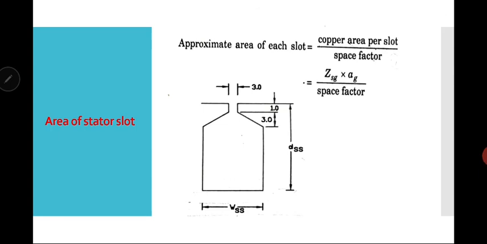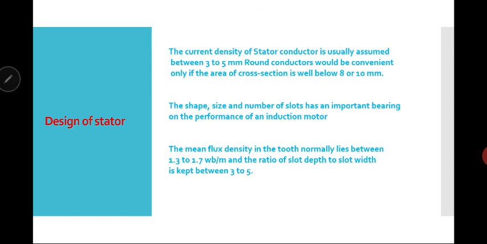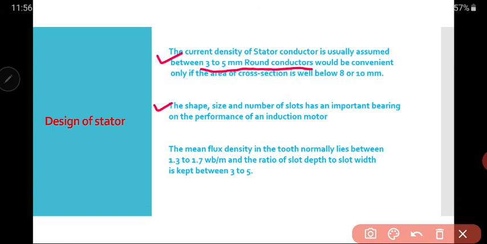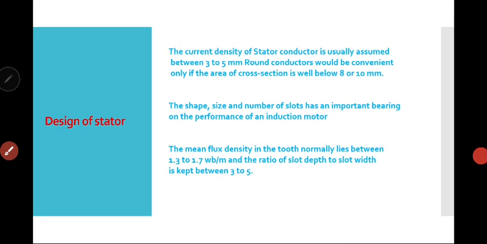Now let's revise the terms which I already discussed with you. Those are some of the important terms that you can consider while designing the stator winding. First, the current density of stator conductor is usually assumed between 3 to 5 for round conductors. Next, the shape and size of slot has an important bearing on the performance of an induction motor. And the last one, the mean flux density in the tooth normally lies between 1.2 to 1.7 Weber per meter square. The ratio of slot depth to slot width is kept between 3 to 5. Up till now, whatever queries you have in this session, you are free to ask me.